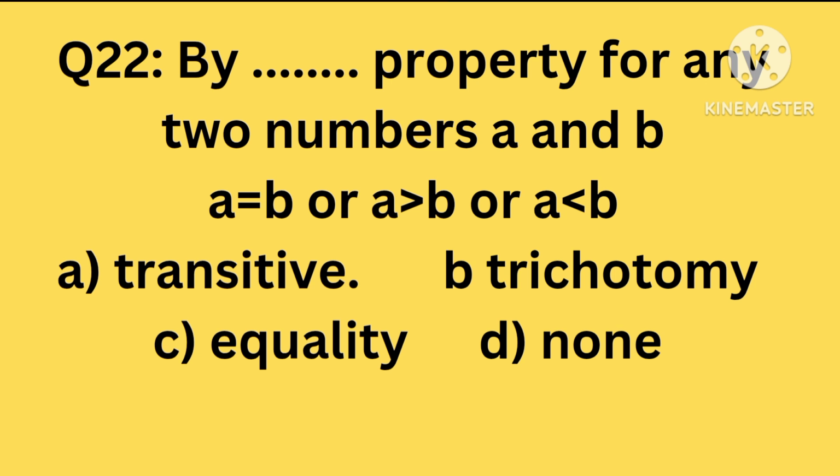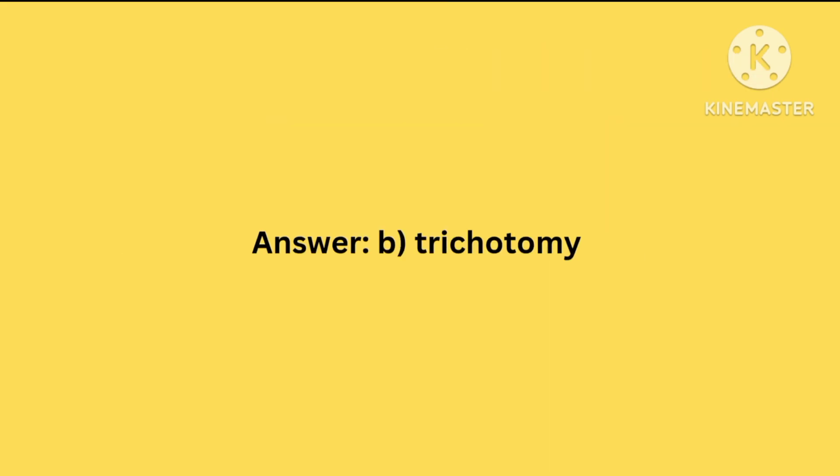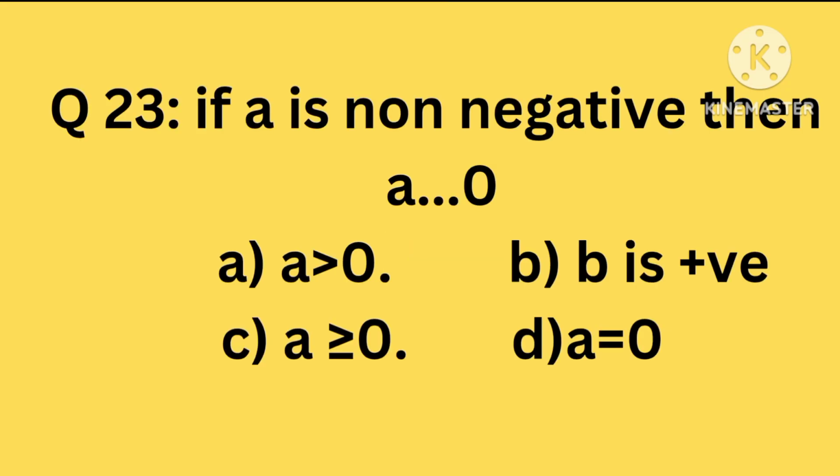Question number 22. By dash property of any two numbers A and B, A is equal to B, A is greater than B, A is less than B. Transitive property, trichotomy property, equality, none. So this is the trichotomy property. For any two numbers A and B, A and B are either equal, or A is greater than B, or A is less than B.